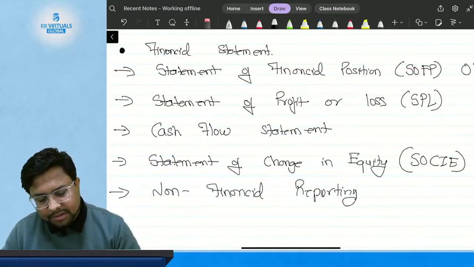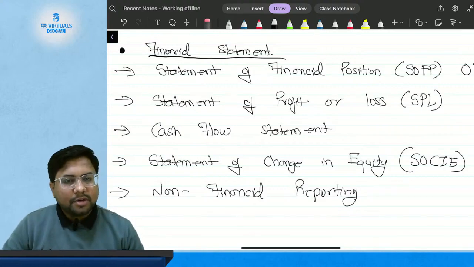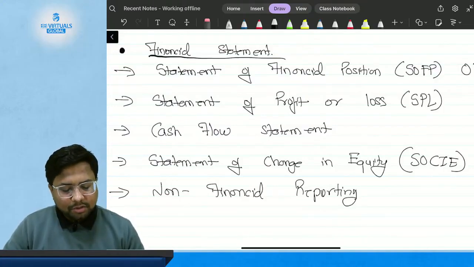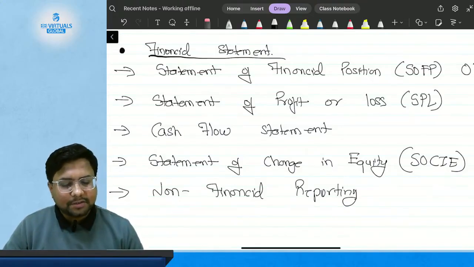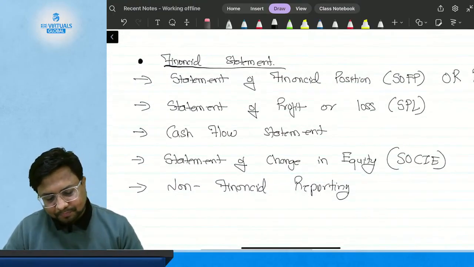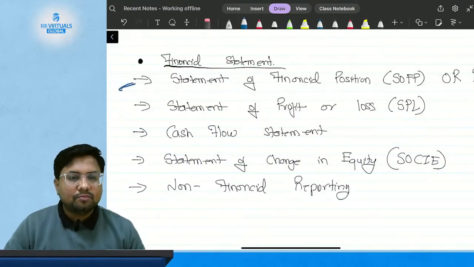So what is financial statement? Financial statements are first the statement of financial position, second the statement of profit or loss, third the statement of cash flow, fourth the statement of change in equity, then last non-financial reporting. So financial statements are divided into 5 parts. We are going to study each part one by one. So let's start with the very first, that is the statement of financial position.